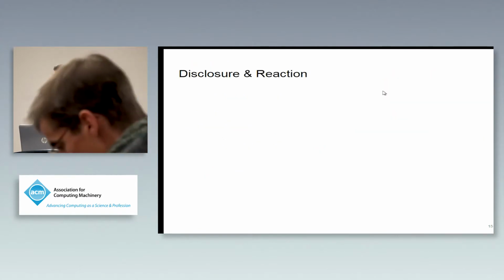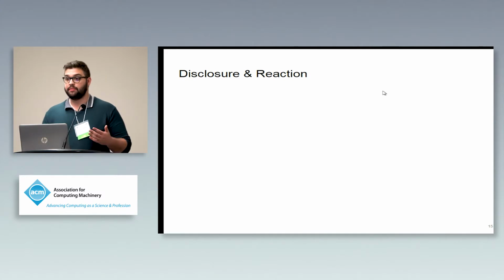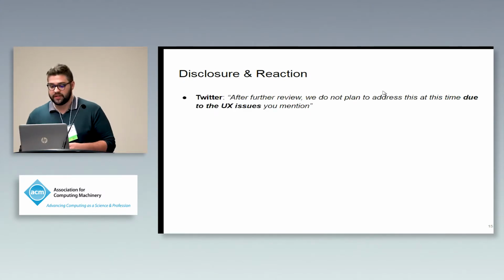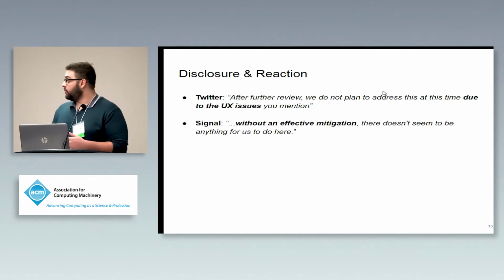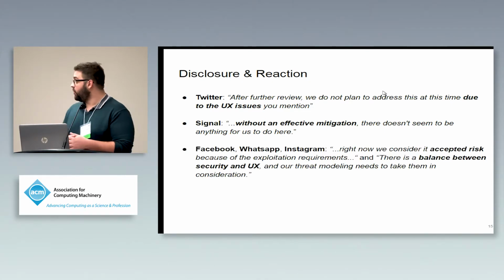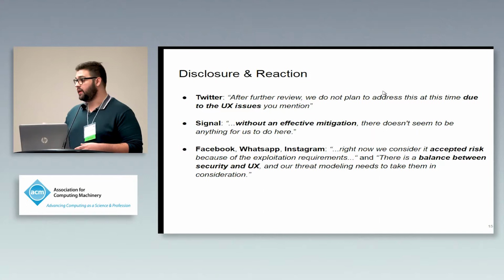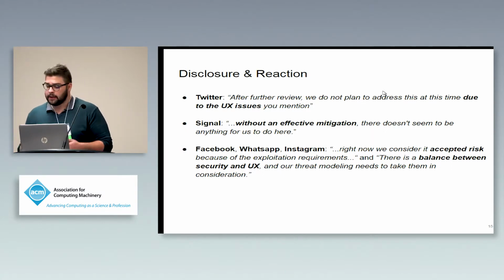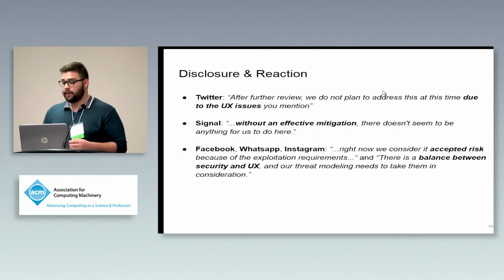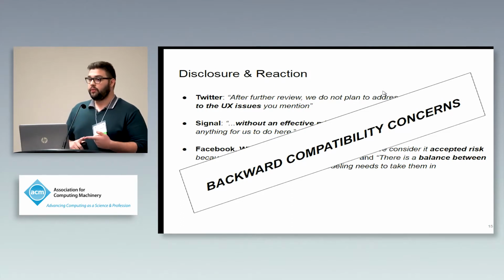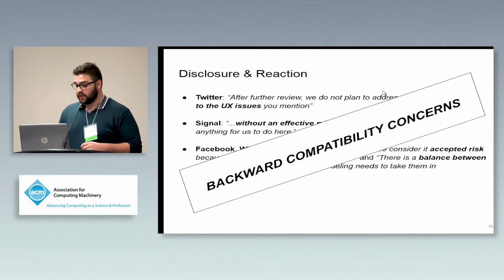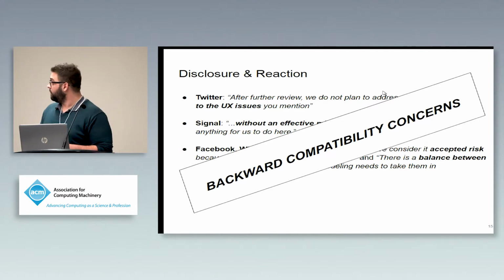We did the disclosure process with the vendors, and the reaction confirmed that this main problem is a usability issue. So Twitter said that since obscure flag mechanism is going to introduce some usability issue, they are not going to use it. Signal said that since this defense mechanism is not effective enough, they are not going to adopt it. And the reply that we had was the same for Facebook, WhatsApp, Instagram. We were able to find vulnerabilities on all of these applications, and they said that there is a balance between security and usability, and this defense mechanism is going to break this balance. So we have a big problem. The only available defense mechanism to defeat clickjacking attack is suffering from backward compatibility problems.